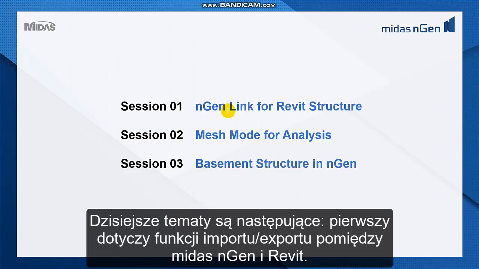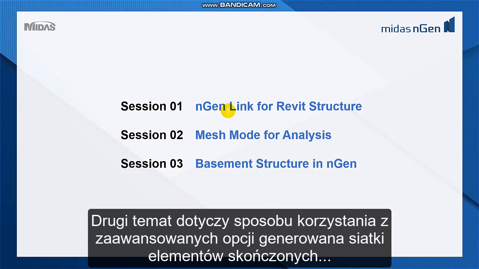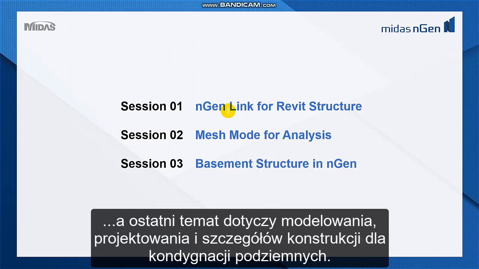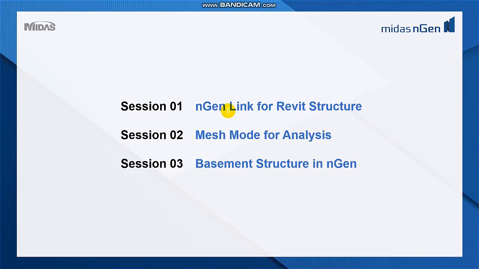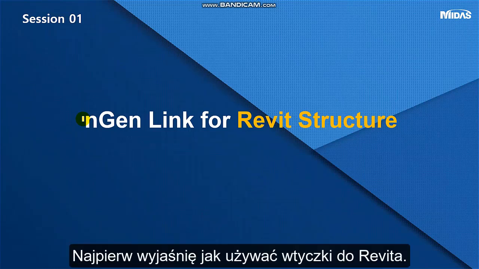The first topic is about using nGen link for Revit Structure. The second topic is how to use mesh mode for analysis. And the final topic is about the modeling, design, and detailing of basement structures. Let's start with nGen link for Revit Structure.